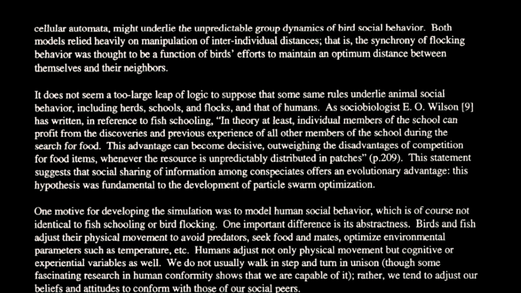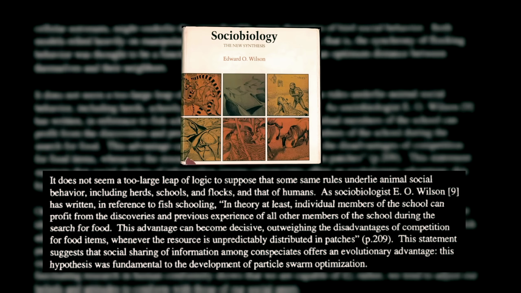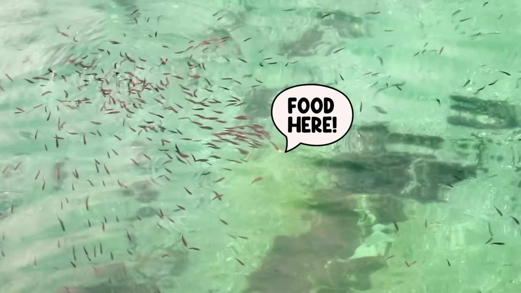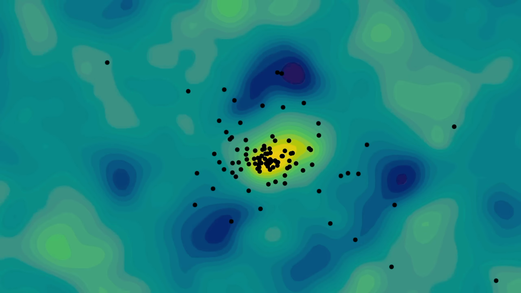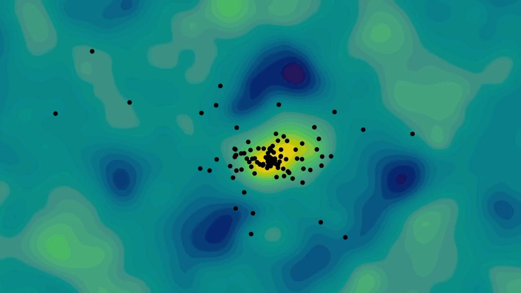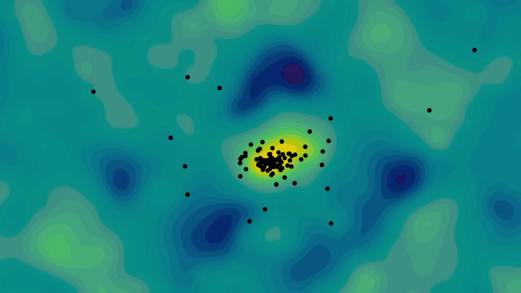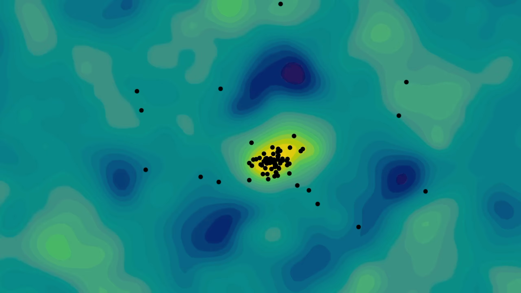Edward Wilson writes in his book Sociobiology, The New Synthesis, when referencing a school of fish, "In theory at least, individual members of the school can profit from the discoveries and previous experiences of other members of the school during the search for food." This suggests that social sharing of information offers an evolutionary advantage, which is the fundamental concept leading to the development of particle swarm optimization. By blending personal learning with social influence, Kennedy and Eberhart created an algorithm that mirrors the adaptive intelligence of natural swarms, capable of finding optimal solutions in complex, multidimensional spaces.